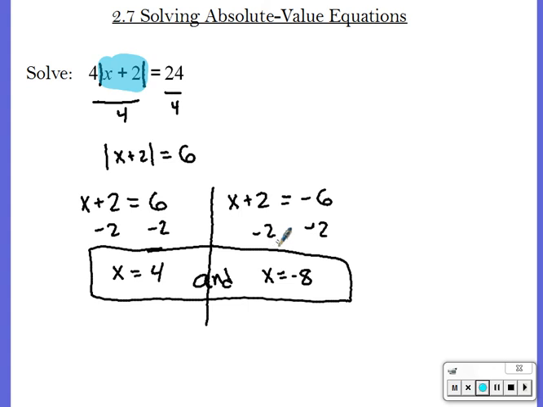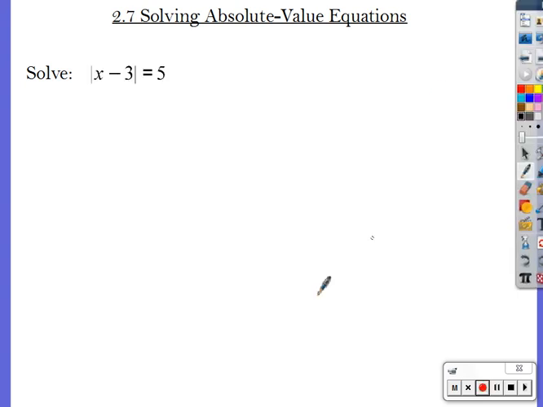You can always check to make sure that your answer works by substituting it back into the original equation. When x is 4, we put it in, so it's 4 plus 2 is 6. We take the absolute value of 6, which is 6, and 4 times 6 is 24. Same thing works with negative 8. Negative 8 plus 2 is negative 6. The absolute value of negative 6 is positive 6. 4 times 6 is 24.